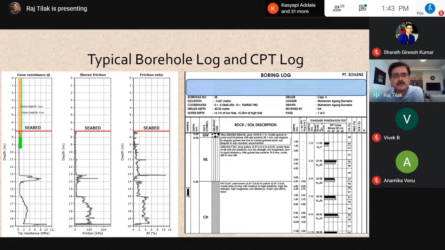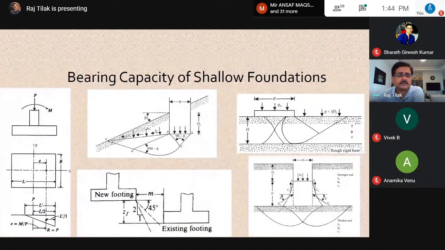So a lot of correlations you will have to use to find out, between the SPT values given or the CPT values given, what would be your C and phi. So that's why a lot of correlations are available, and that will help. But even then, you have got all those C, phi and everything.